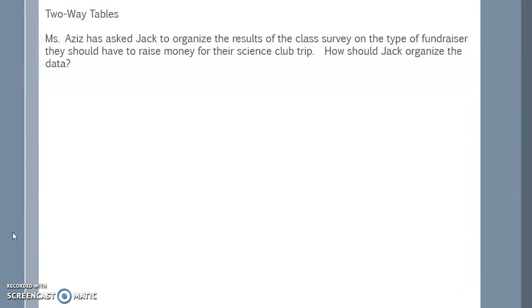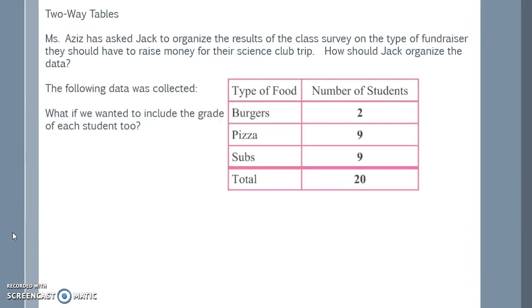Two-way tables. Mr. Aziz has asked Jack to organize the results of the class survey on the type of fundraiser they should have to raise money for their science club trip. How should Jack organize his data? The following data was collected. 2 students chose burgers, 9 chose pizza, and 9 chose subs, for a total of 20 students.